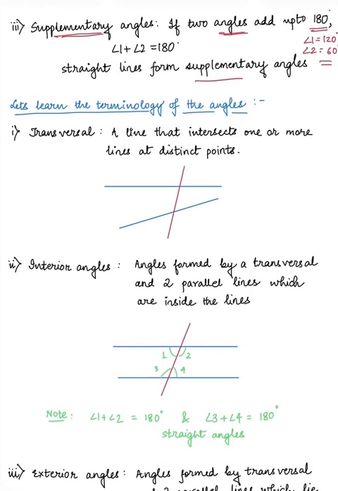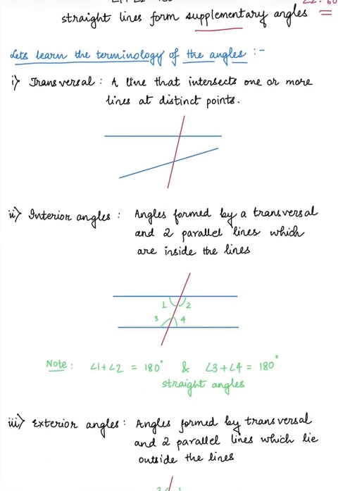Let's also learn some other terminology. First is a transversal. What's a transversal line? Now we have two different lines, okay? O, A, B, C. These are two different lines. This is known as a transversal. So it basically cuts the lines at distinct points. This is called a transversal.